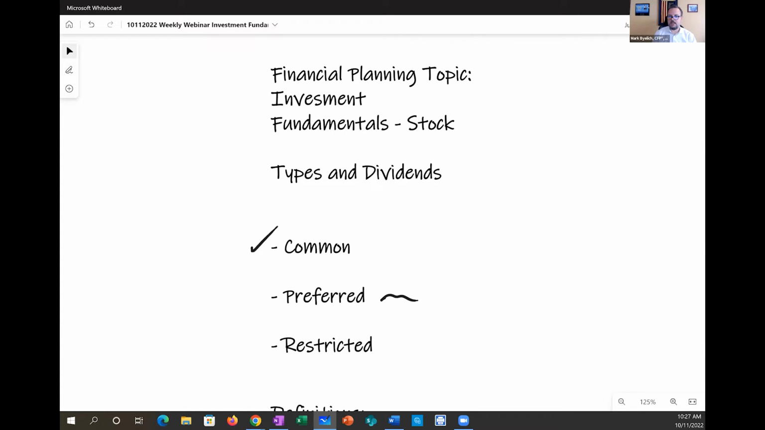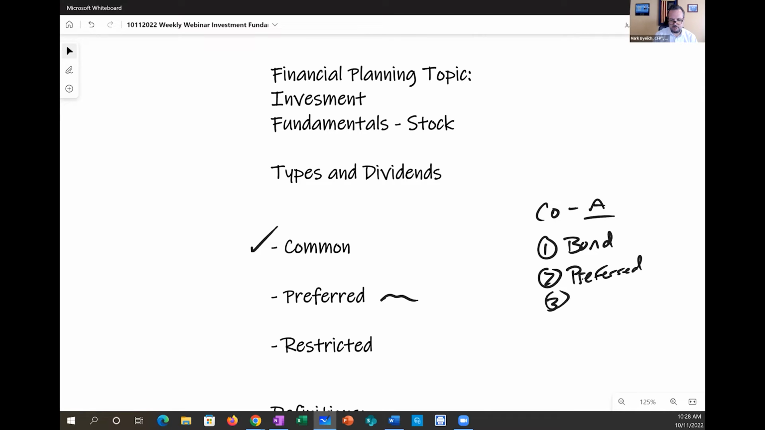In the event of a liquidation, preferred stockholders' claim on assets is greater than that of common stockholders, but less than bondholders. So in the hierarchy, say company A liquidates. The first people to get paid are bondholders. The second are preferred stockholders.